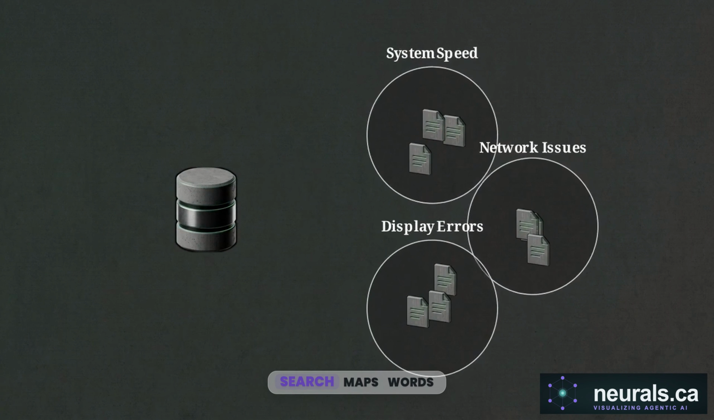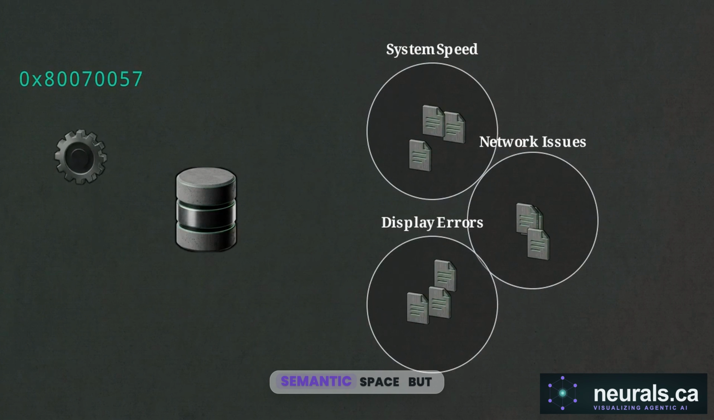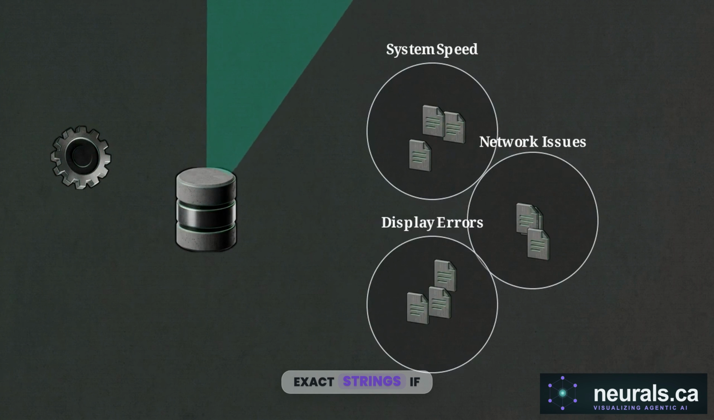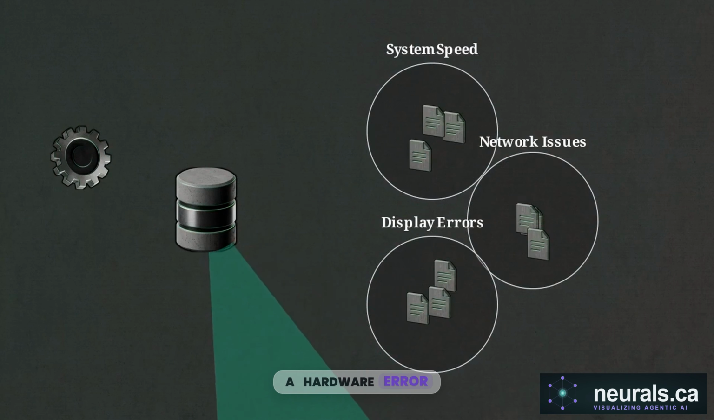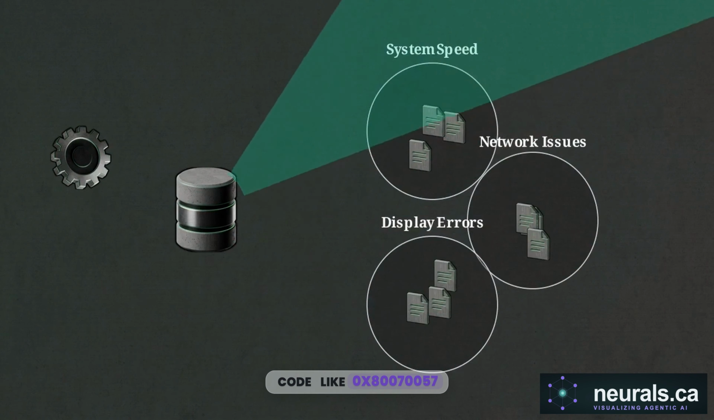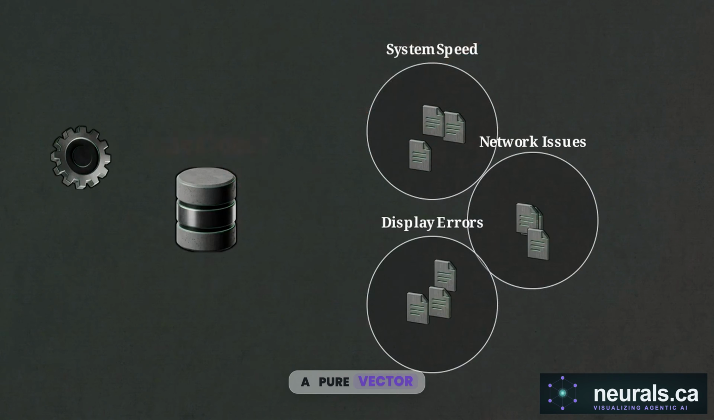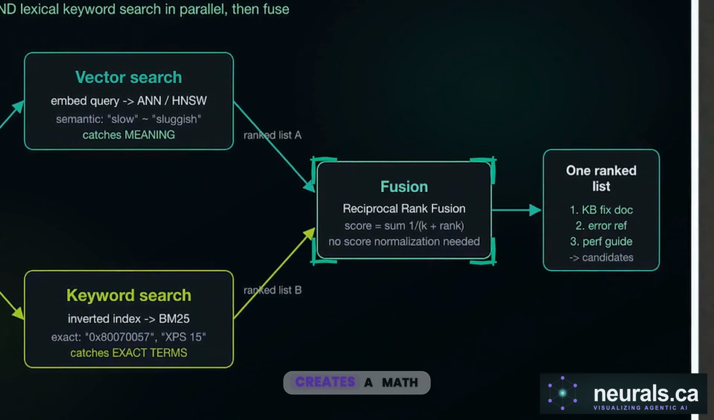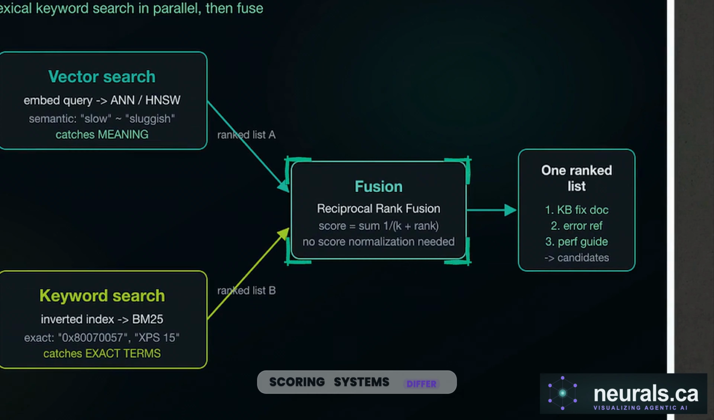Pure dense vector search maps words to concepts in semantic space, but it routinely fails at highly specific, exact strings. If a user queries a hardware error code like 0x80070057, a pure vector index loses it. This diagram shows hybrid search, running semantic vector and lexical keyword searches simultaneously. Unifying them creates a math problem, as their scoring systems differ completely. We solve this using reciprocal rank fusion, strictly using document rank to calculate a new combined score.